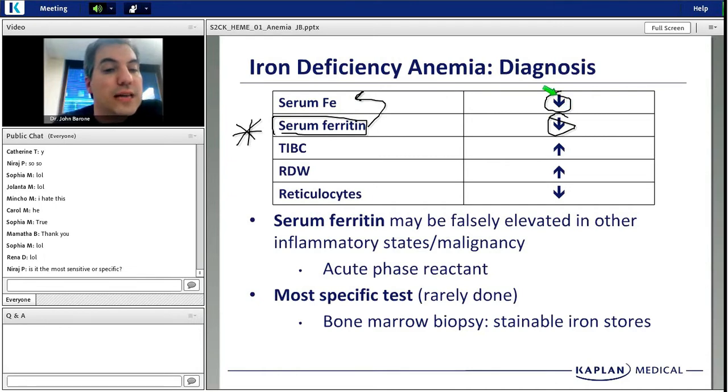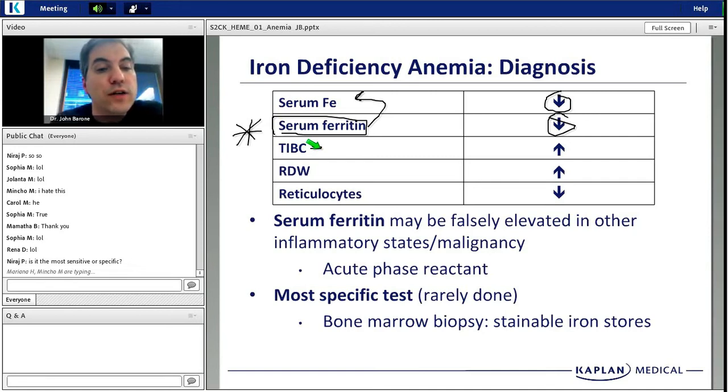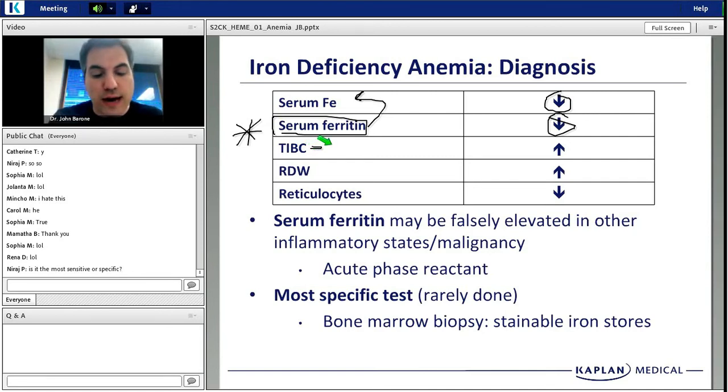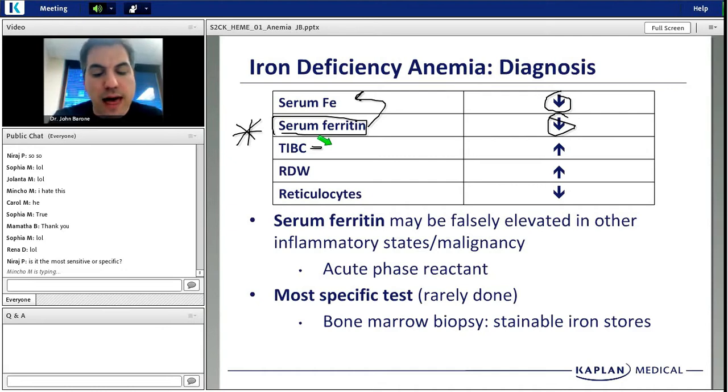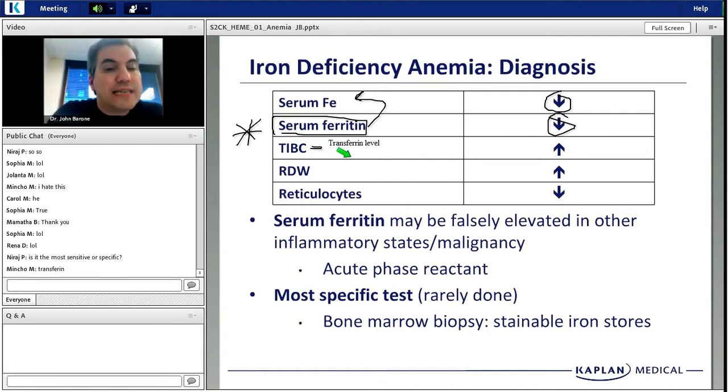All right, now this is the one they like to ask, TIBC, because students will get it wrong. TIBC, total iron binding capacity of the blood. What's in the blood that binds iron? Transferrin. This is equal to the transferrin level. TIBC is the transferrin level. That's what transports iron. That's what binds it. Now, who makes transferrin? Your liver does. So if you want to get this right, pretend you're the liver.